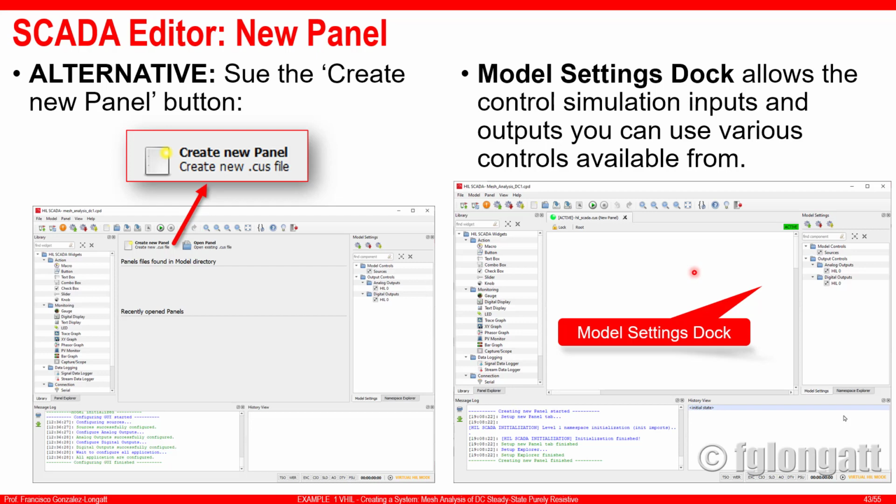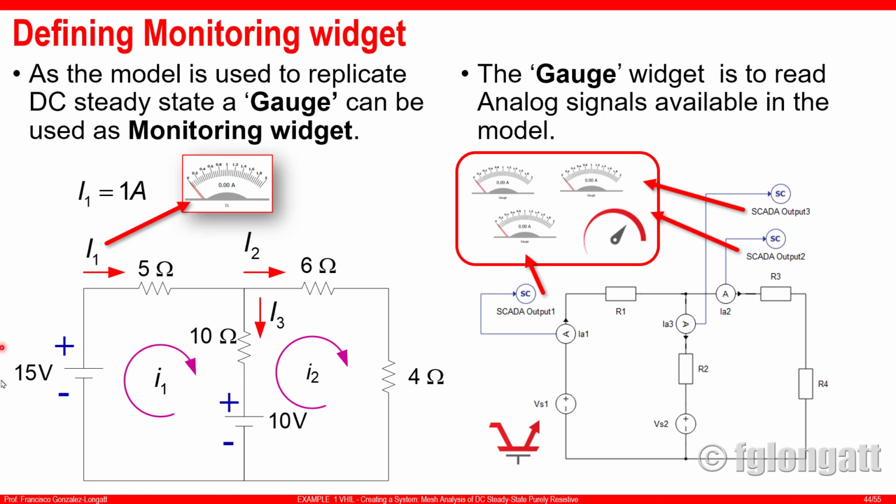In this case, what we are planning to do is the following. If you remember, we have this circuit and we already used manual calculations and obtained the numerical values for the branch currents I1, I2, and I3. And now what we want to do is use the model that we created inside the schematic editor. And when the simulation runs, we would like to show the numerical values. In this case, we select a gauge, which is a monitoring widget.